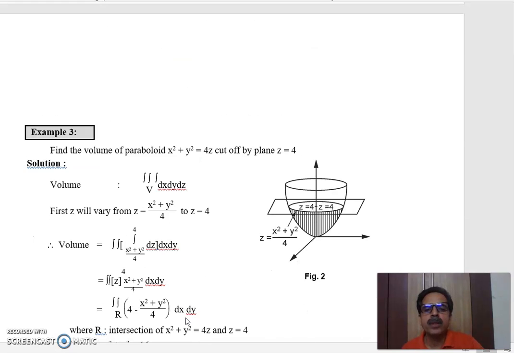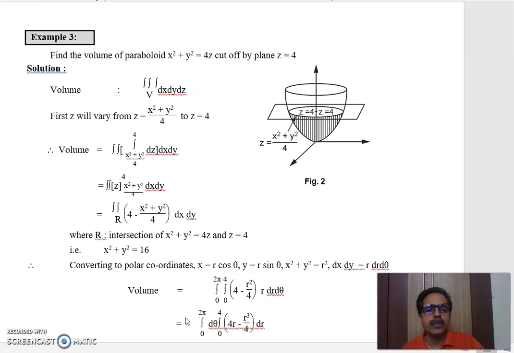Let's go to the third problem. Find the volume of paraboloid x square plus y square equal to 4z cut off by the plane z equal to 4. So this is the formula. So this is the paraboloid x square plus y square equal to 4z, and this paraboloid is cut by the plane z equal to 4.